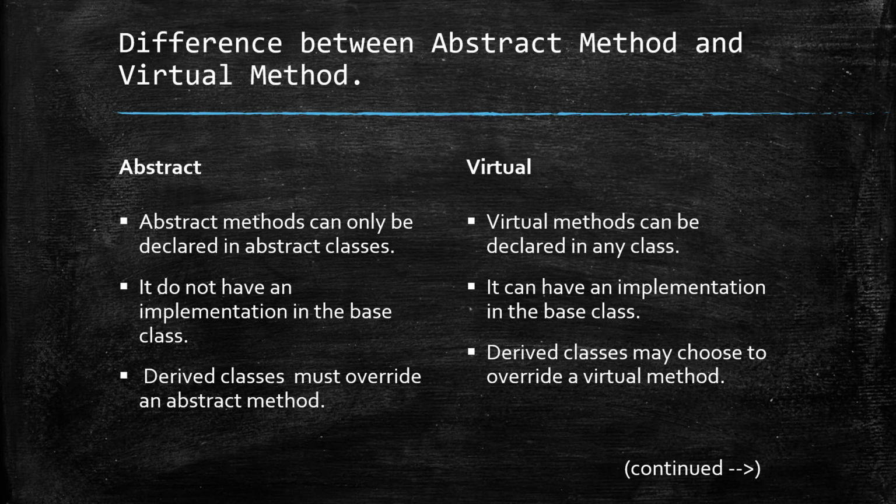Difference between abstract method and virtual method. Abstract methods can only be declared in abstract classes. It does not have an implementation in the base class. Derived classes must override an abstract method. Virtual methods can be declared in any class. It can have an implementation in the base class. Derived classes may choose to override a virtual method.